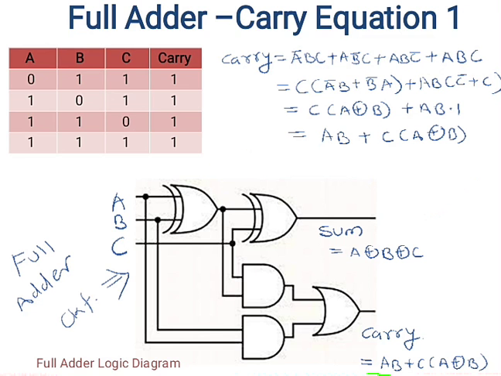For the carry, AB is there, so this AND gate will give AB, A and B, and this AND gate will give this part. C is there at the input, along with the output of the first XOR gate, that is A XOR B. So carry is AB plus C times A XOR B.